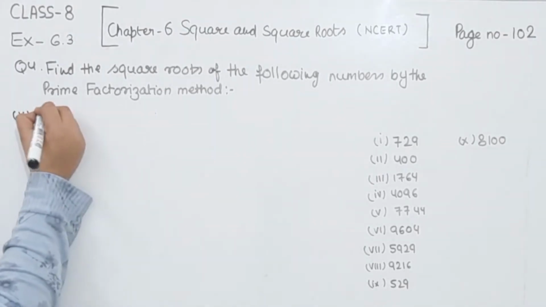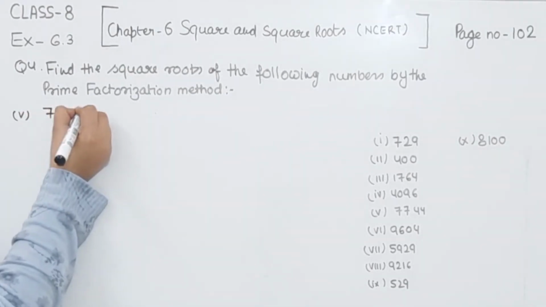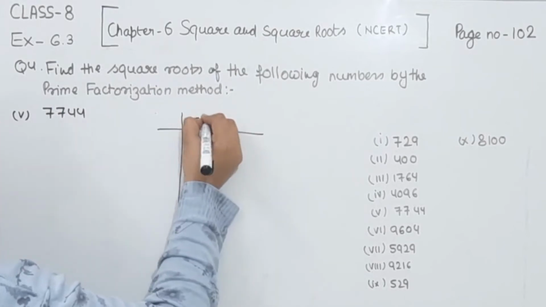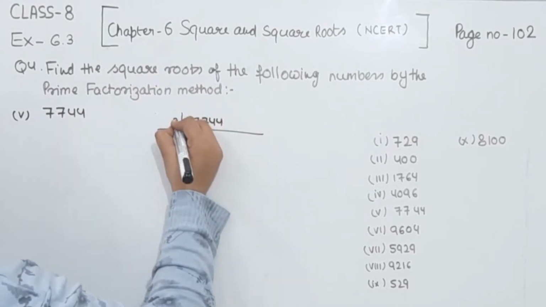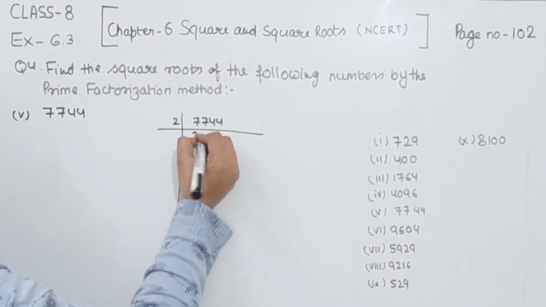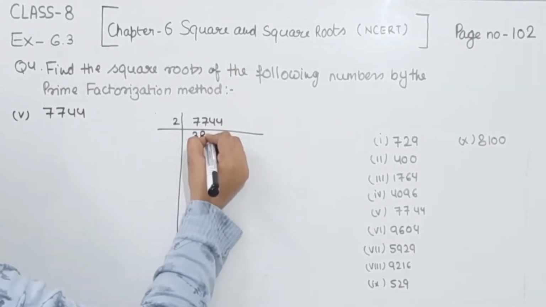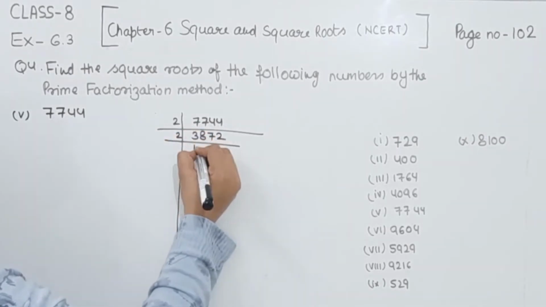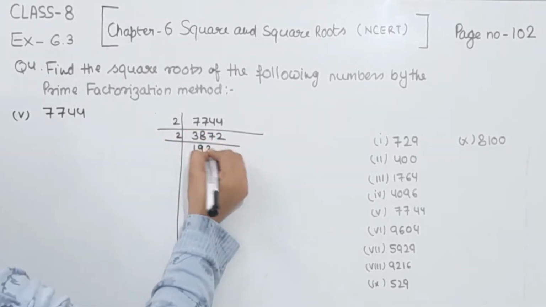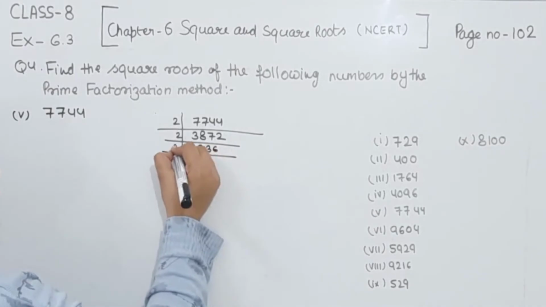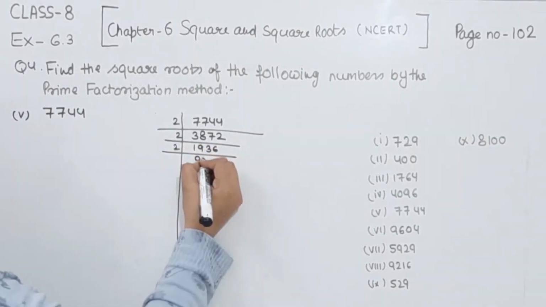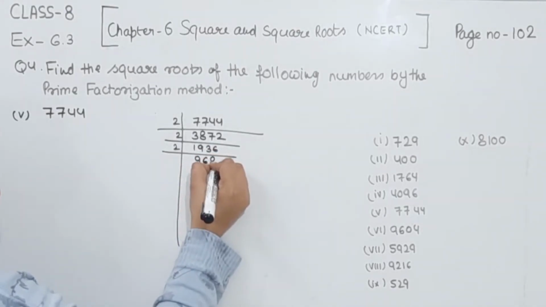The number we are having is the 7744. So first of all, we are going to find the prime factors of 7744. Start with the 2. 2 3s are 6, remainder 1. 2 8s are 16, remainder 1. 2 7s are 14, 2 2s are 4. Now again 2 1s are 2, 2 9s are 18, 2 3s are 6, 2 6s are 12. Now again 2 9s are 18, remainder 1, 2 6s are 12, remainder 1, 2 8s are 16.